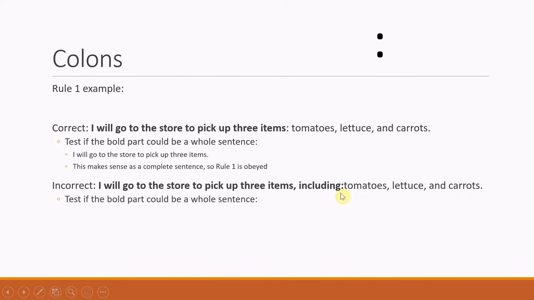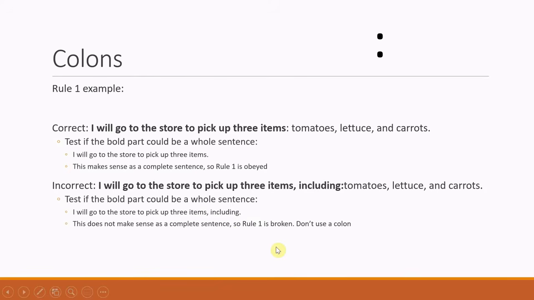Why? Well, test it. Is the stuff to the left a whole sentence? You would just have, I will go to the store to pick up 3 items, including. That's not a complete idea. That word including messes it up. Therefore, this is wrong. You can't do it.